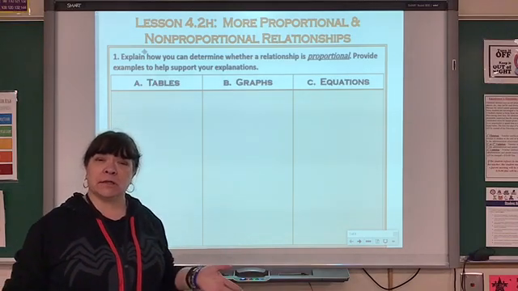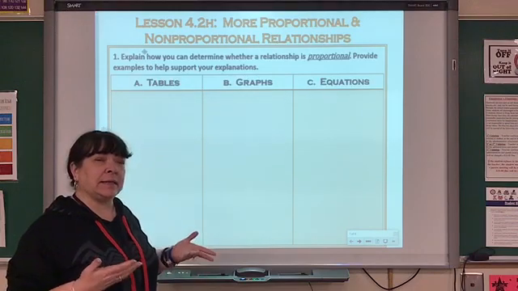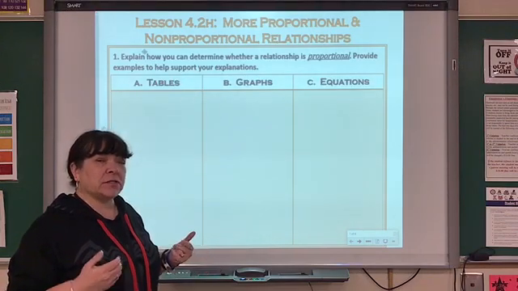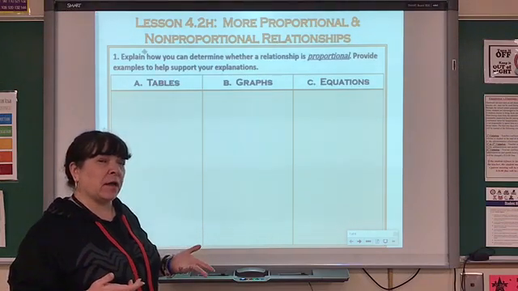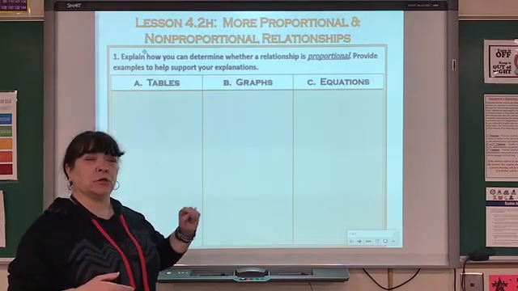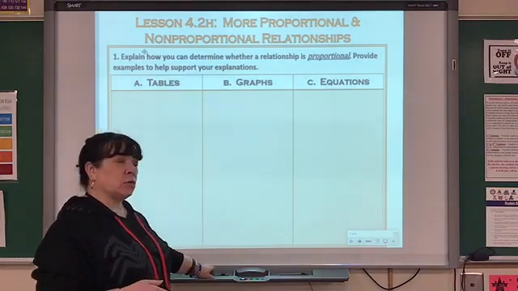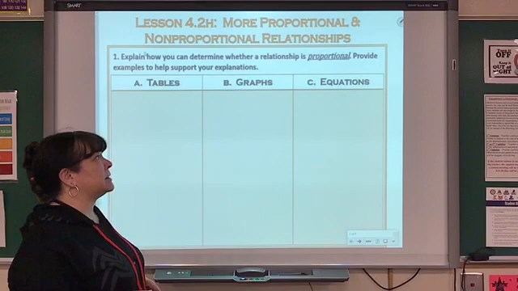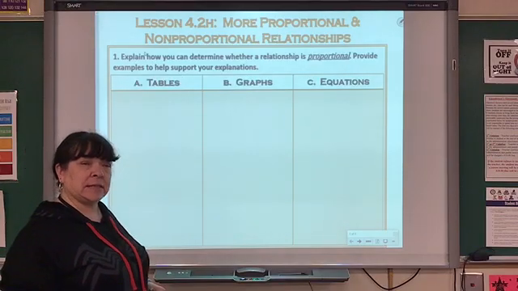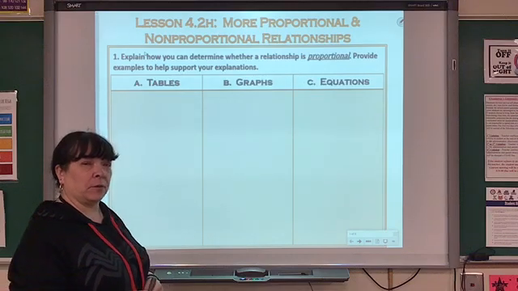And to look at those and just do a recap, what are some things that they need to have so that it's very easy to identify whether a table is proportional, whether a graph is proportional, or whether an equation is proportional. So we're just going to write a few little things about the proportional ones, how you can identify them, and maybe even put an example there.